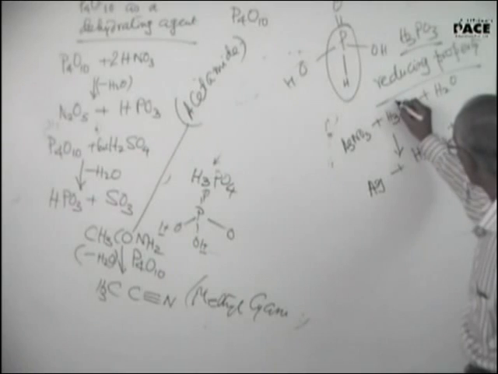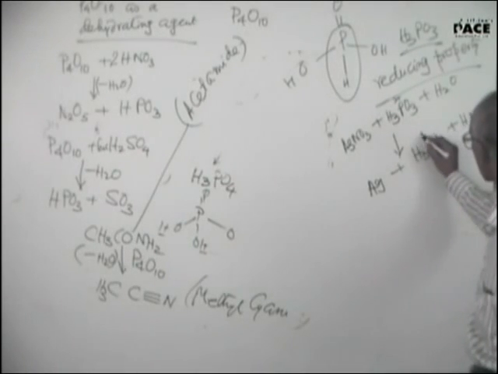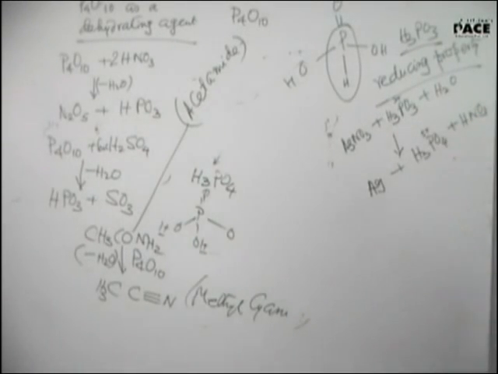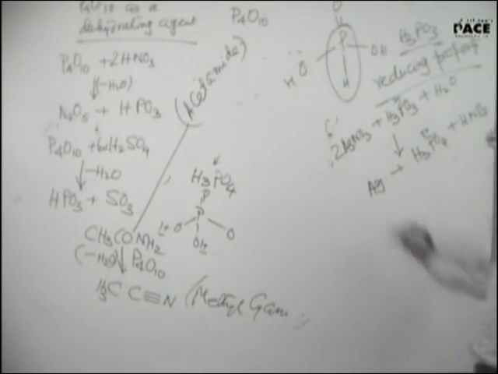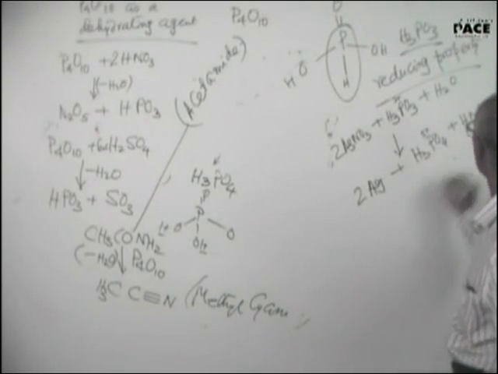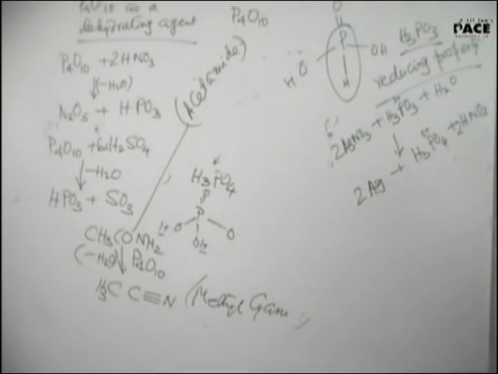This 3 plus going to 5 plus, so it's a 2 electron change. So 2 moles of silver nitrate, 2 moles of silver, 2 moles of nitric acid. So how many? 2 hydrogen plus 3 hydrogen, 5 hydrogen.